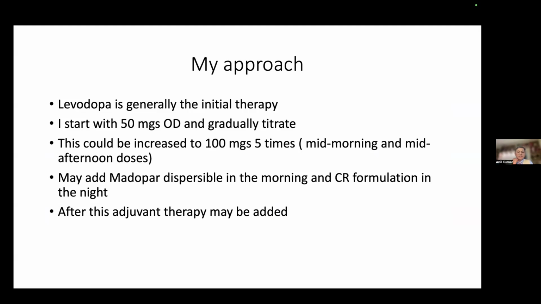What I normally do is start with levodopa. I start with a small 50 milligram dose and then titrate it. When I have given about 100 milligrams five times a day, including mid-morning and mid-afternoon, and if I am giving some Madopar dispersible in the morning for the patient to start working, and CR at night, then I actually add extra tablets, which is called adjuvant therapy. Then I can use either a dopamine agonist or MAO-B inhibitors, but this is generally the approach I take.